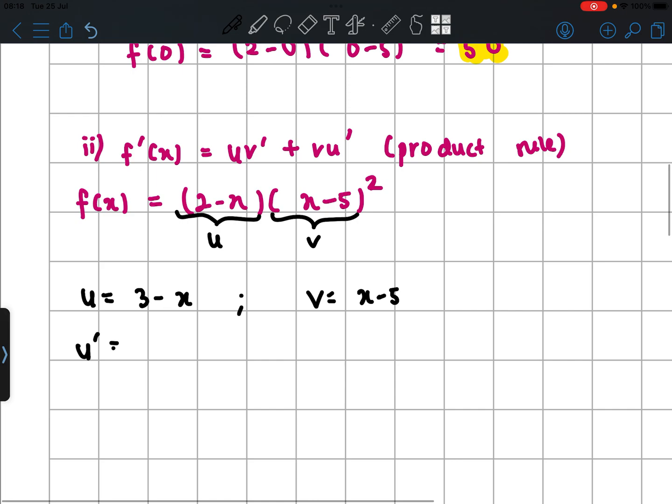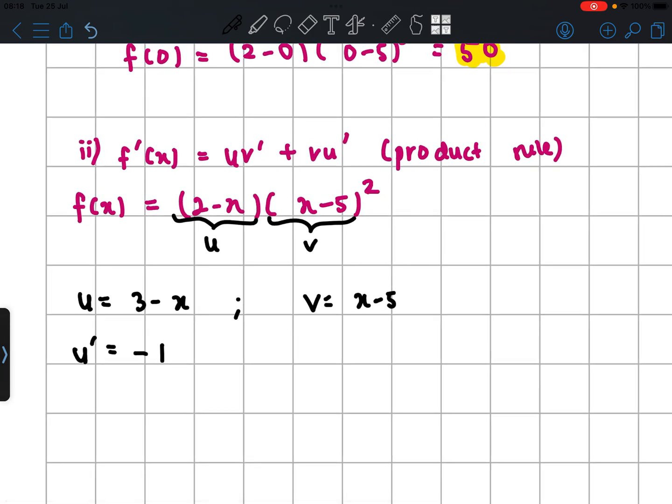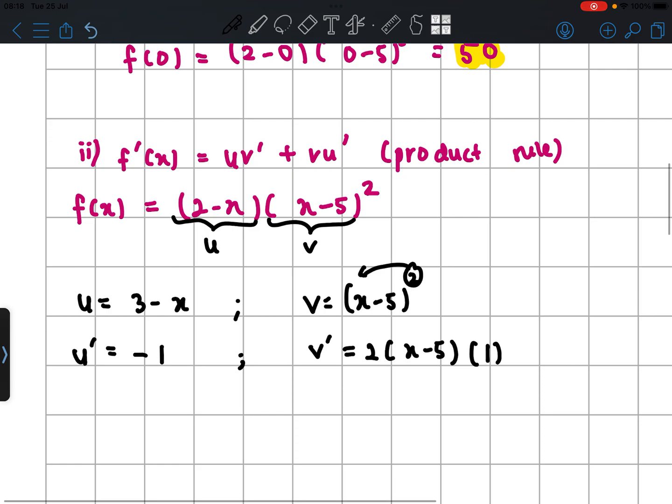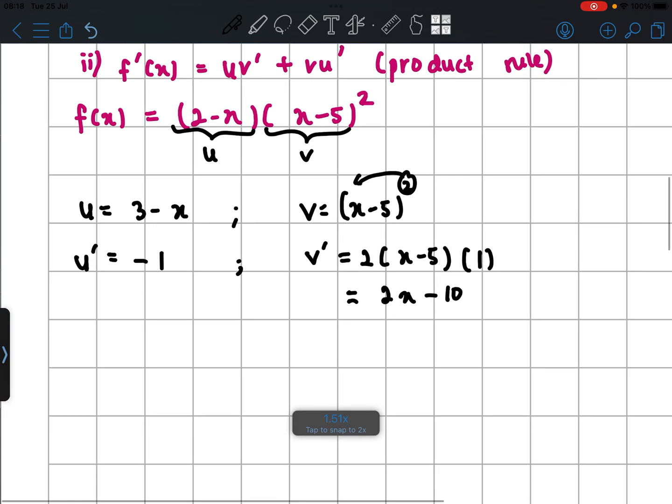So u prime, you just differentiate this, you'll get minus 1. Okay, because you just differentiate the term with the x variable. V prime, sorry, you need to take the whole thing, which is (x minus 5) squared. So you use the power rule, so this 2 is brought in front of x minus 5, to the power of 2 minus 1, which is 1. Okay, so you don't have to write it, and you times with the differentiation of the inside, which is 1. So you have 2x minus 10 when you expand this.